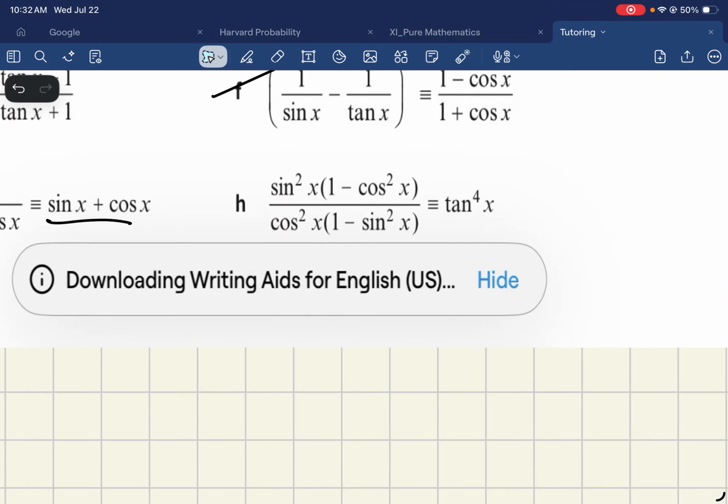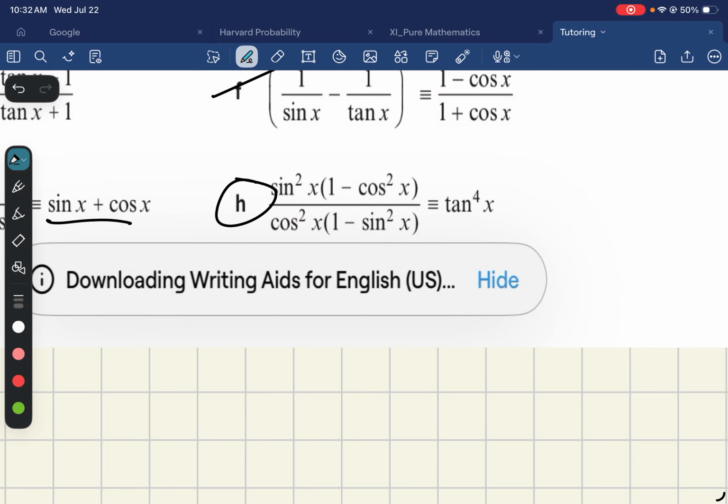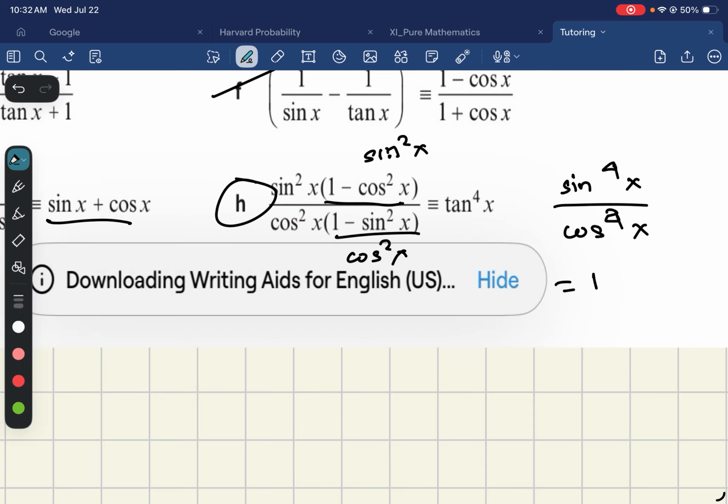H is very simple, so I'm going to leave you to try. 1 minus cos squared x is sine squared x. 1 minus sine squared x is cos squared x. Your numerator becomes sine to the power of 4 x. Your denominator becomes cos to the power of 4 x. And this is just tan to the power of 4 x.